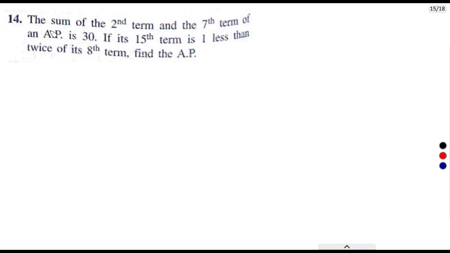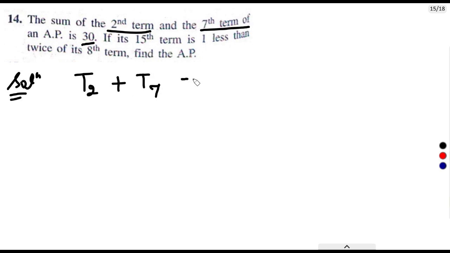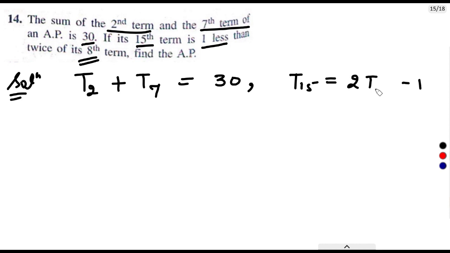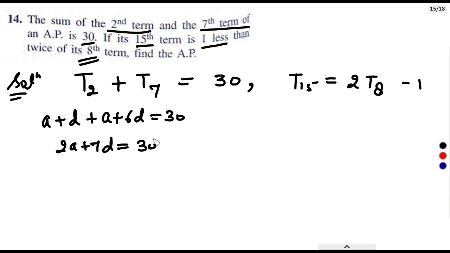Question number 14th. The sum of second term and seventh term of an AP is 30. सेकेंड टर्म और सेवेंथ टर्म को अगर हम ऐड कर रहे हैं तो हमें मिल रहा है 30. Next condition is 15th term is 1 less than twice of its 8th term. Now second term will be a plus d, seventh will be a plus 6d, and 15th term will be a plus 14d. 8th term will be a plus 7d.